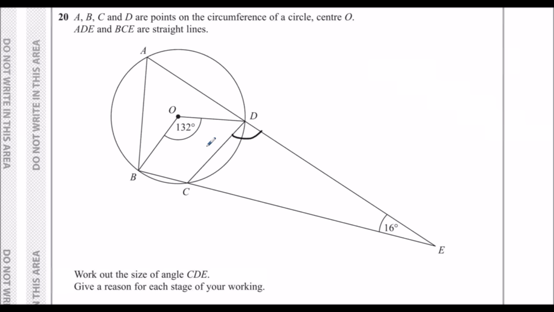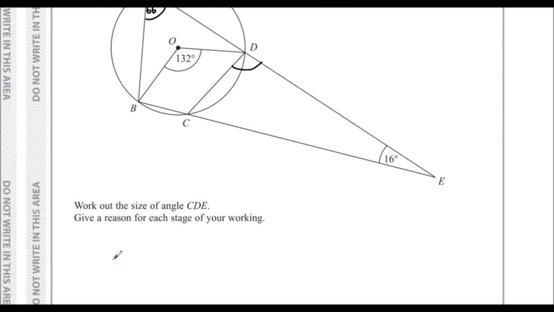So we've been given this 132 degrees angle here, and we can say that the angle at the centre is twice the angle at the circumference. So BOD is 132. If we half that, we'll get 66 degrees. So angle BAD is 66 degrees. And the reason is the angle at the centre is twice the angle at the circumference.